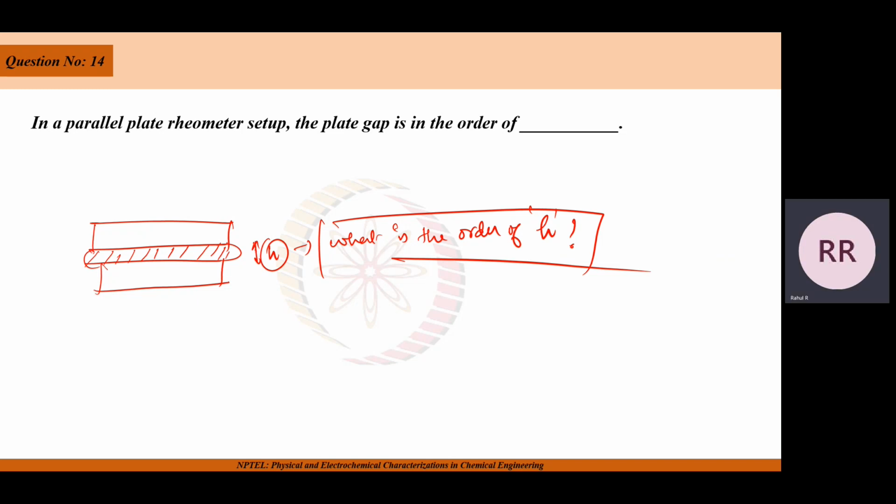The question is once again the parallel plate rheometer setup. The parallel plate gap is in the order of dash. Just think about it for a while, then I will tell you the answer.